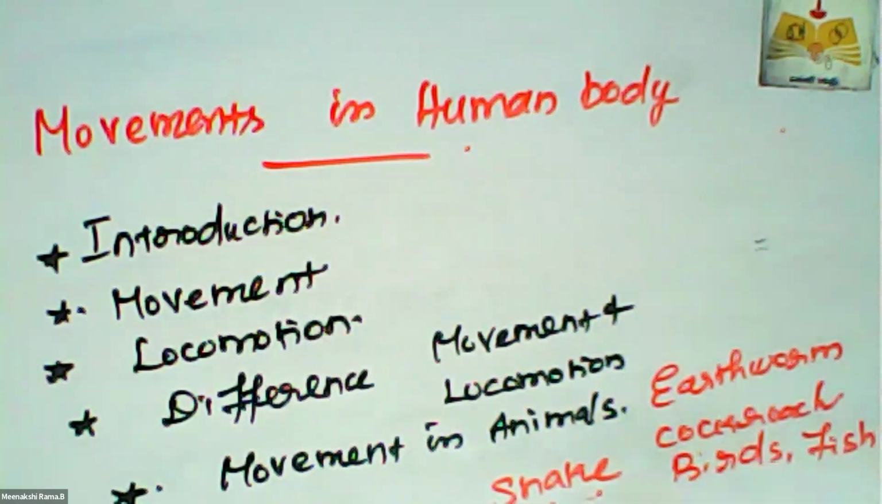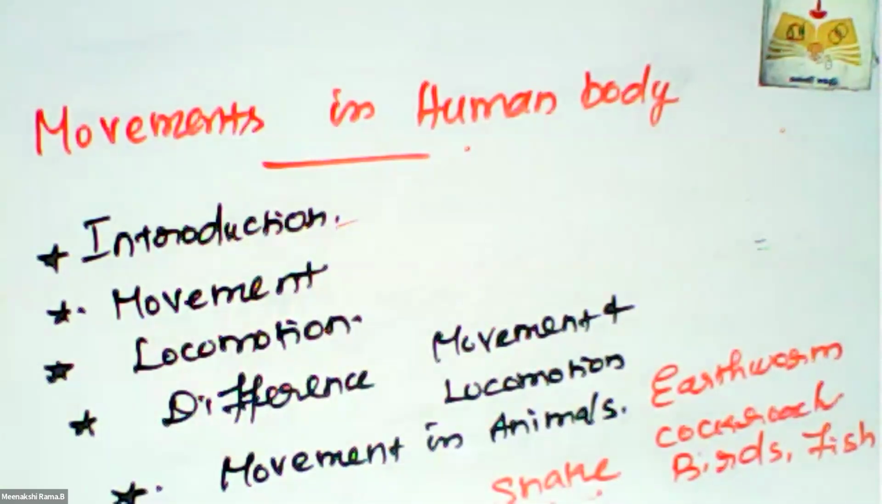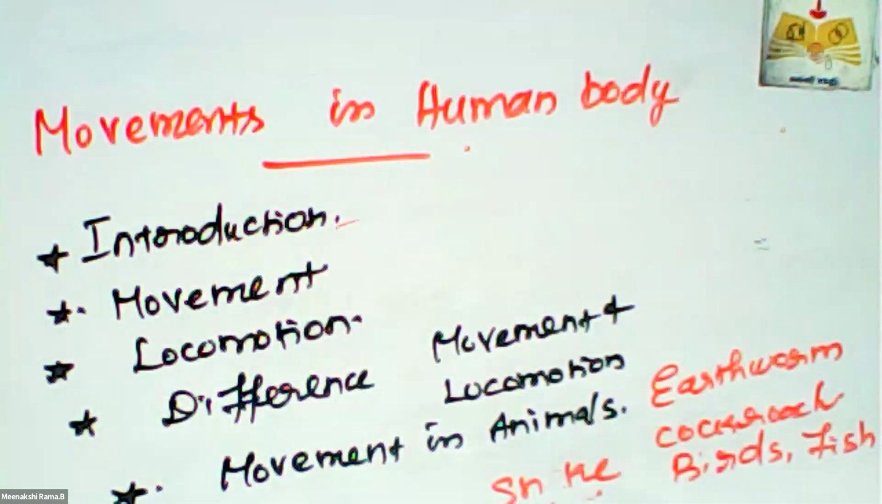Is there any doubt or any clarification? Please ask me. In the introduction part, the definition of movement, definition of locomotion. What is the difference between movement and locomotion? What is movement in animals? What are the different kinds of animal movements: earthworm, cockroach, birds, snake and fishes, and a general introduction to movements in the human body also.